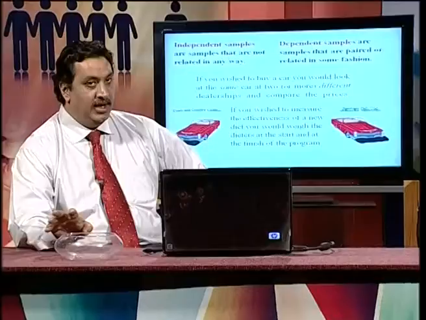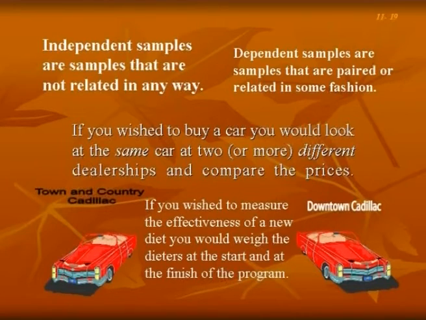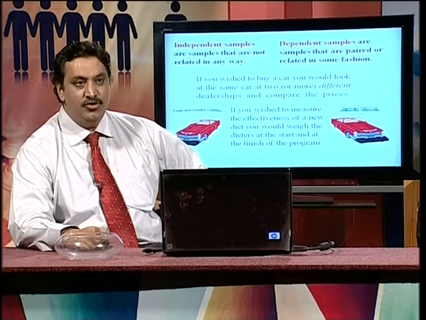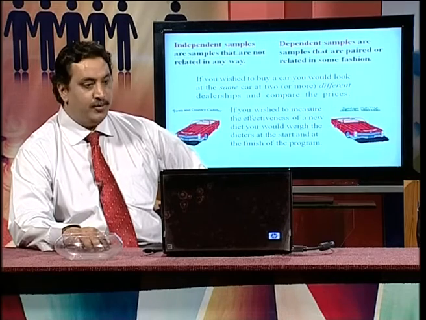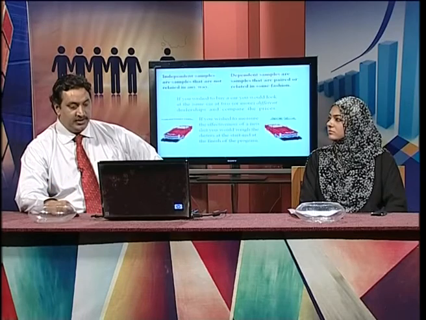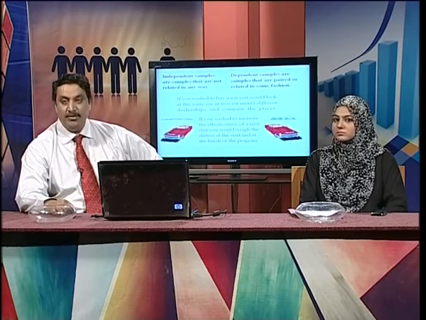In T statistics, as we discussed the pooled variance, we take samples from two different populations, and both samples are independent. The dependent samples are samples that are paired or related in the same fashion, or maybe the samples are drawn from the same population.